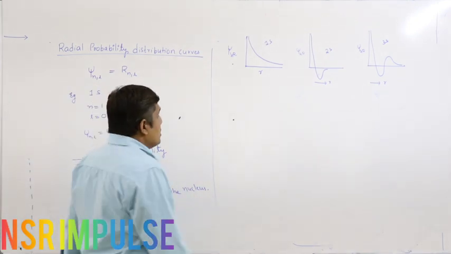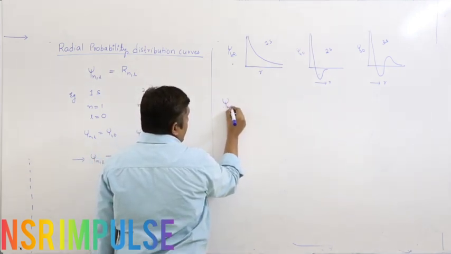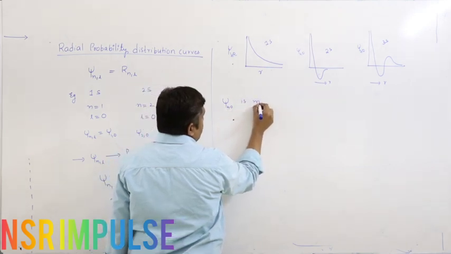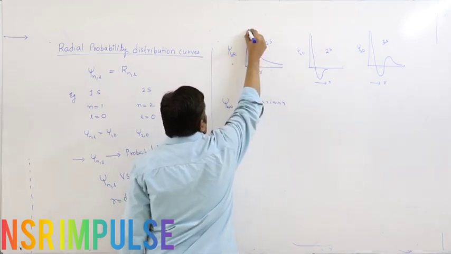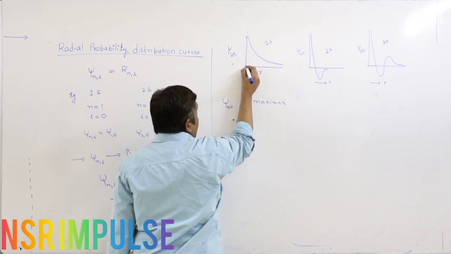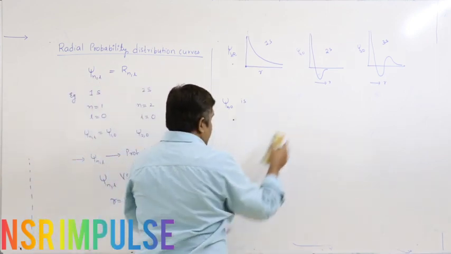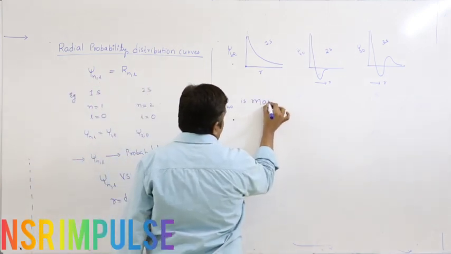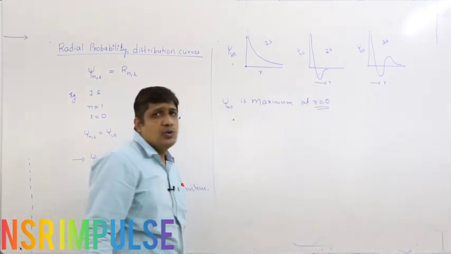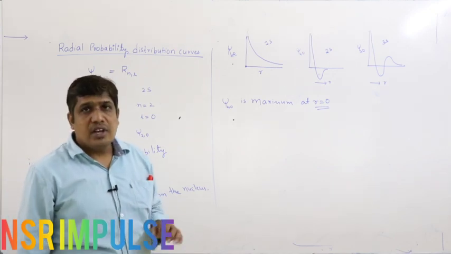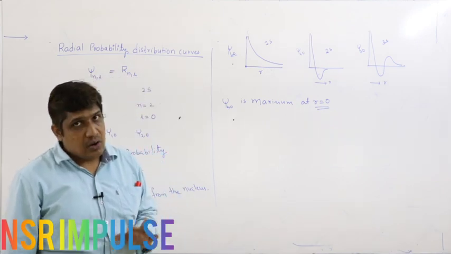Right. So if psi n comma l gives the probability, let us try to understand whether it does or not. From the first graph, where do you have the maximum value of psi n comma l? If I extrapolate this graph, this line intersects the y-axis at r equal to 0. So psi 1 comma 0 is maximum at r equal to 0. What is r equal to 0? It represents the nucleus. So from this graph we can conclude that there is maximum probability of finding electron at the nucleus, which is not correct.